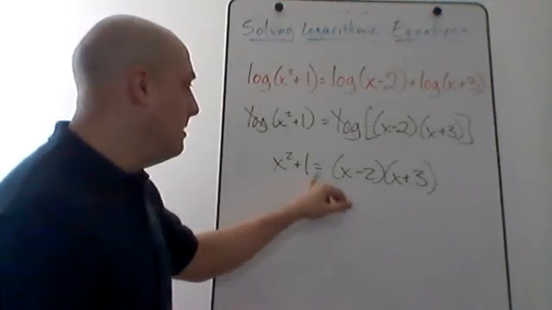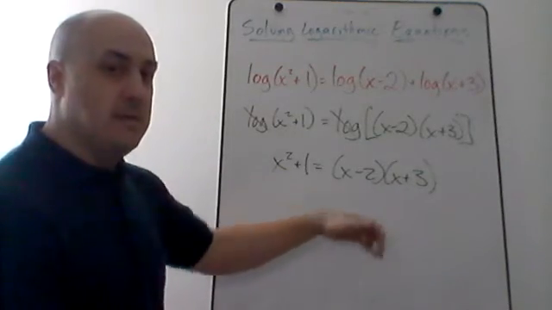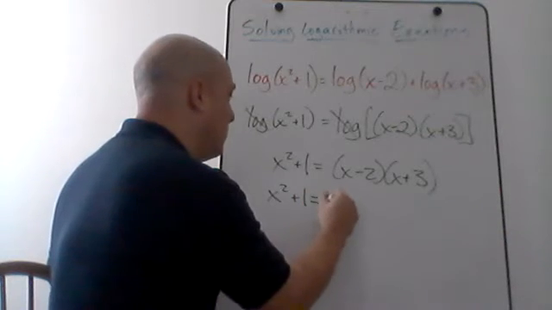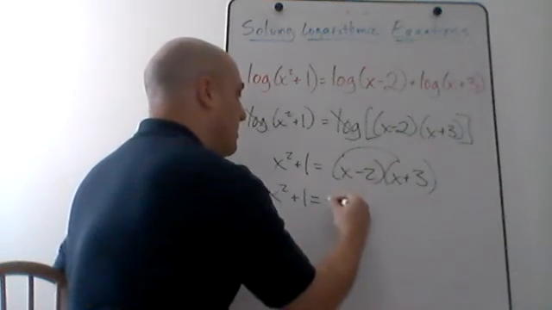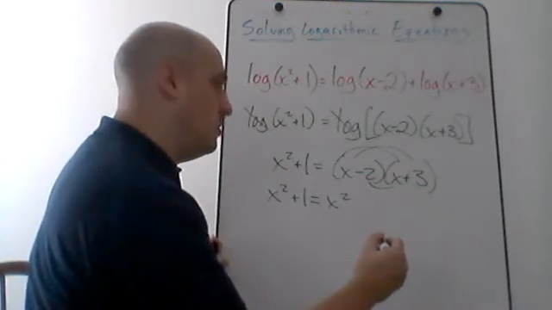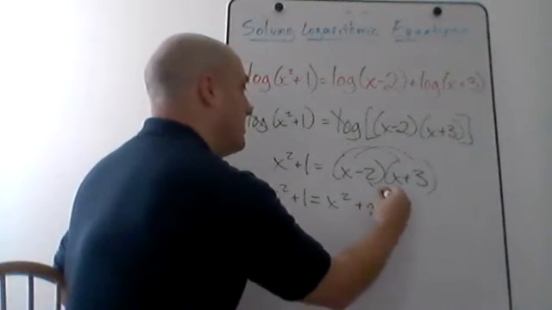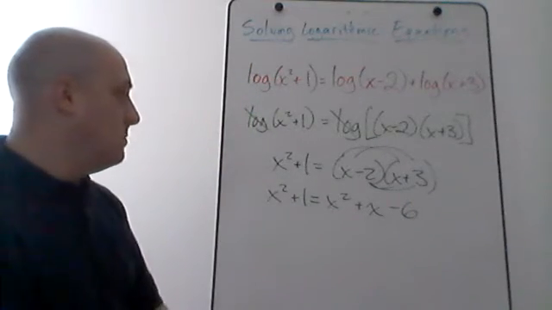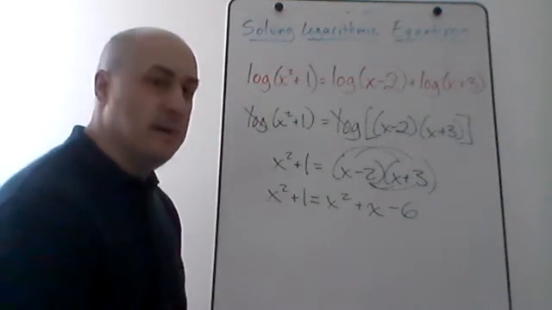So I got all this here. Let me multiply out the stuff on this side, this x minus 2 times x plus 3, and see what that gives us. So I have x squared plus 1 equal, and then if I FOIL this, I'm going to have an x squared, plus 3x minus 2x, so that's going to be plus 1x, or just plus x, and then I'm going to have minus 6. So I got x squared plus 1 equals x squared plus x minus 6.